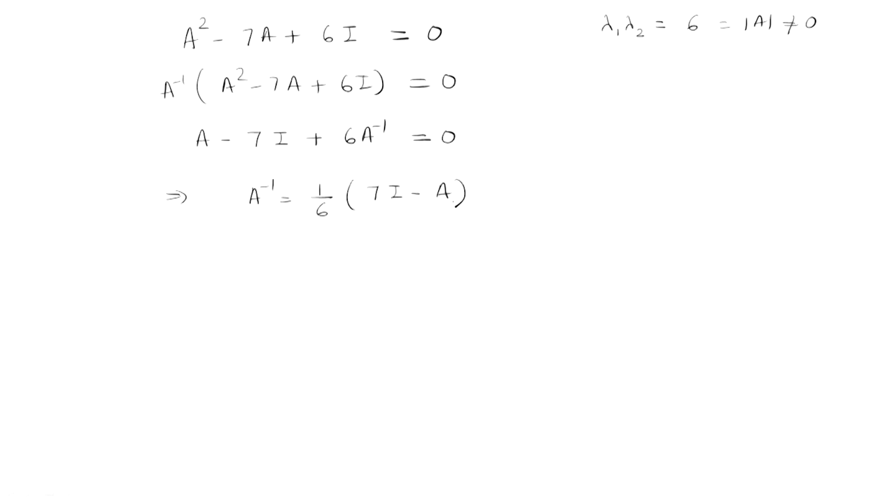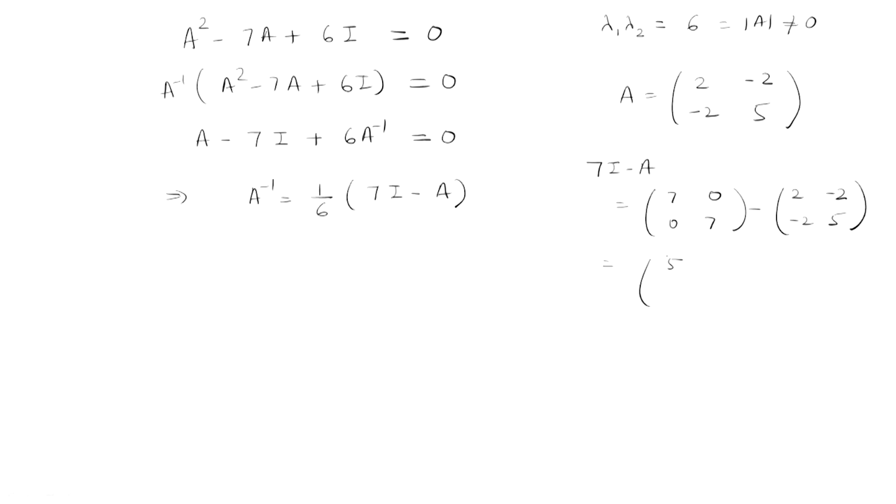Okay. Now, what is A? A is given to us as 2, minus 2, minus 2, 5. So, what is 7I minus A? 7I minus A will be 7, 0, 0, 7 minus A. A is 2, minus 2, minus 2, 5, and this will be 5, 2, 2, and 7 minus 2 is 2. So, this A inverse will be 1/6 of this matrix, that is 5, 2, 2, 2. So, this will be the inverse of this matrix.